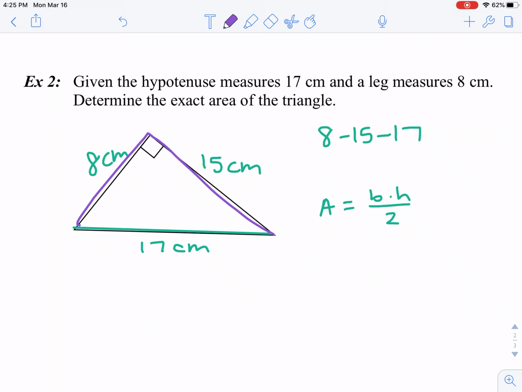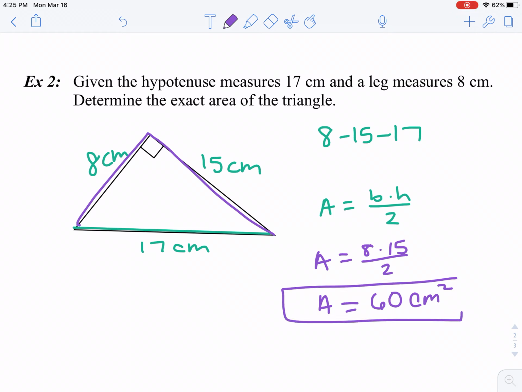So I'm going to use these 2 sides. I'm going to use 8 as my base and 15 as my height because they're already perpendicular. Then I don't need to drop any altitudes. And so if I do it that way, I can get 60, which is centimeters squared.